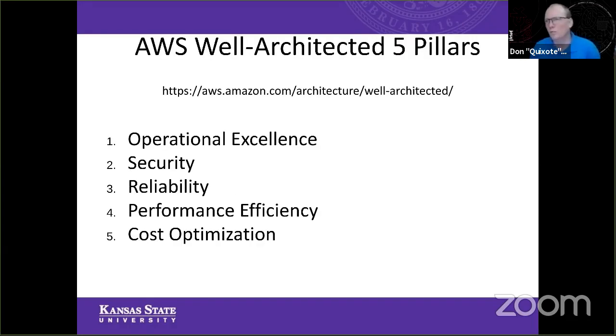So the AWS Well-Architected 5 pillars are AWS's ways to create a good architecture.